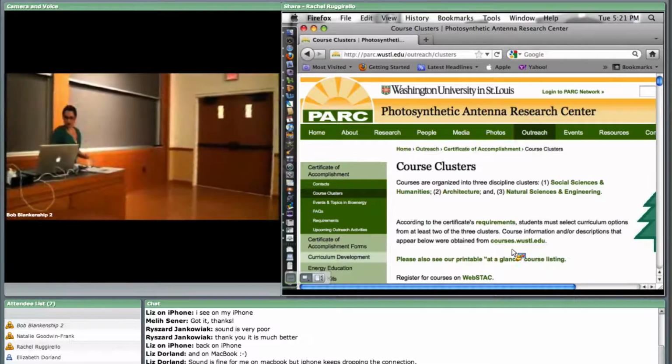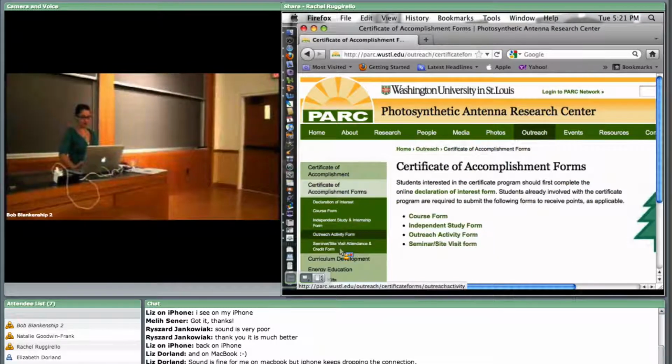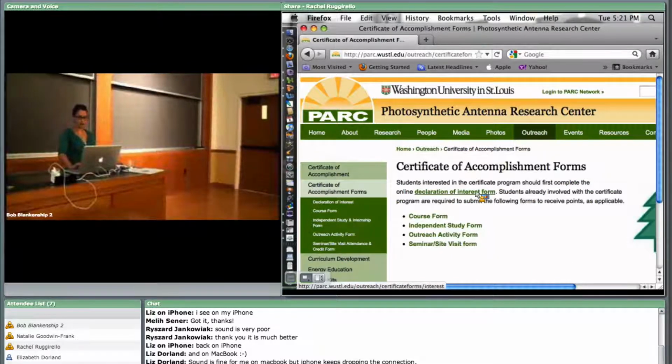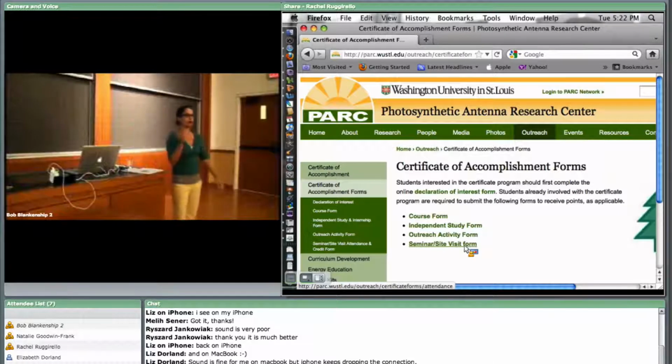The paperwork is all online, so the certificate of accomplishment forms are here. You would fill out a declaration of interest form, and this is for any coursework you do, independent studies, outreach activities, and then seminars and site visits. You just fill it in online, push submit, and we keep track of it for you, just to say, here is where you're at. And hopefully then, at least once a year, we meet with you and talk to you about your progress.